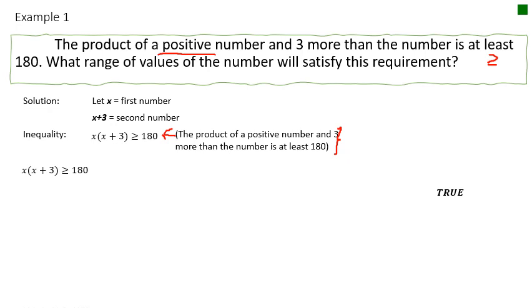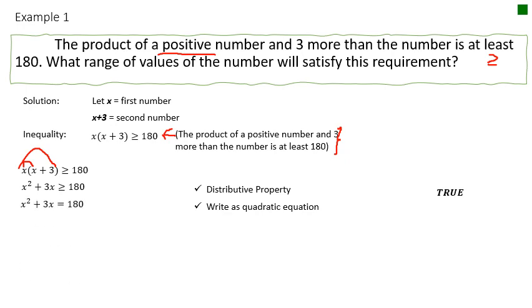Let us solve na. Using the inequality, let us use distributive property. I-distribute yung x na nasa labas ng parentheses. So, x times x ay x squared. x times positive 3, this is positive 3x. Then, copy greater than or equal to 180. Next natin, write as quadratic equation. Pag write as quadratic equation, itong ating inequality sign na greater than or equal to, palitan muna natin ng equal sign. Pinalitan mo lang ng equal sign.